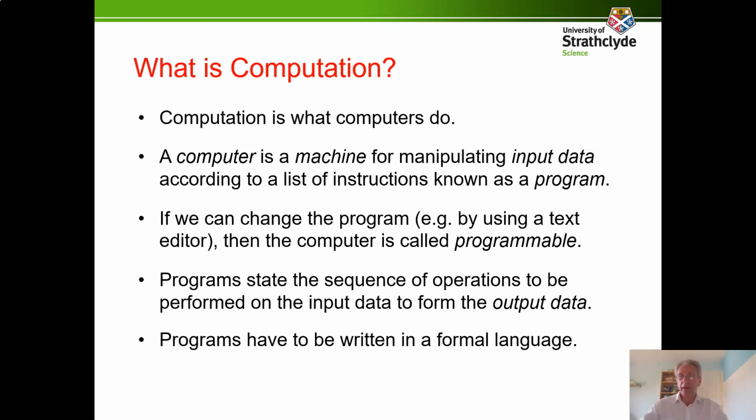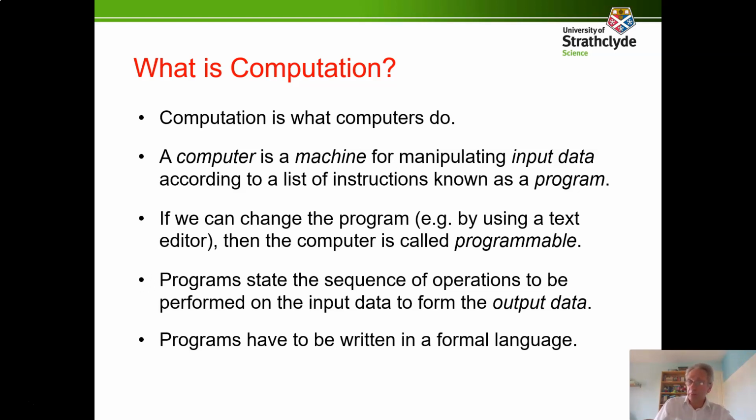What we can think of a computer as, though, is a machine. You give it some input data and then it manipulates that input data according to a list of instructions, and those instructions are known as a program. If we can change that program by using, for example, a text editor, then we have a programmable computer, one whose behavior we can change by changing the program. And a program states exactly the sequence of operations to be performed on the input data to form the output data. If you've ever written a program, you'll know exactly what I'm talking about here. It's a precise sequence of operations.